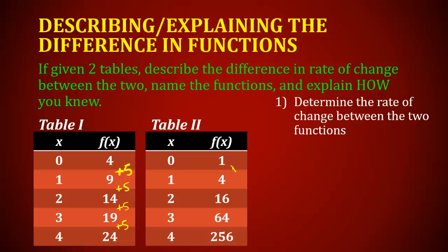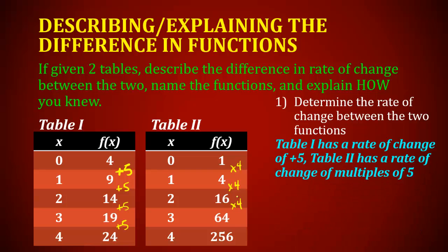Well, you can multiply it by 4. If you do 4 times 4, you're going to get 16, and 16 times 4 is 64, and so on and so forth. So here we have multiplication each time. Multiplication or division each time means exponential. Addition or subtraction each time means linear.